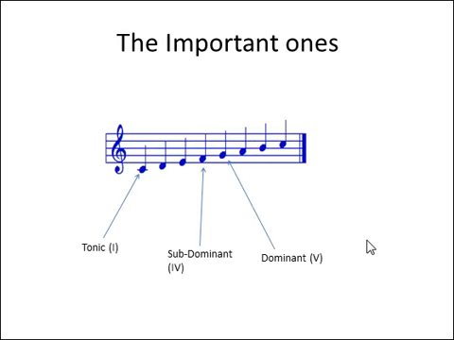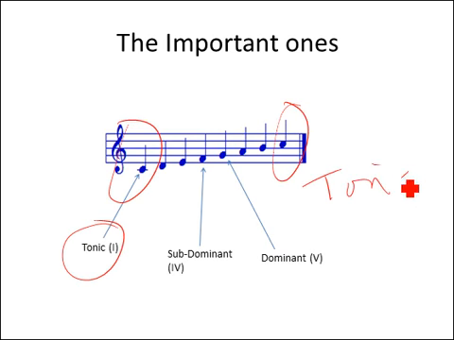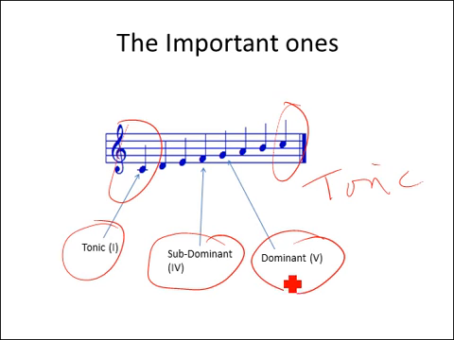So the important ones. And this should be reviewed for my 11s and 12s. If it isn't, well, you should review. So the very first note of a scale is known as the tonic. Actually, it's also the last note of the scale. Tonic means 1. The other 2 important ones are the subdominant and dominant, the 4 degree and the 5 degree.